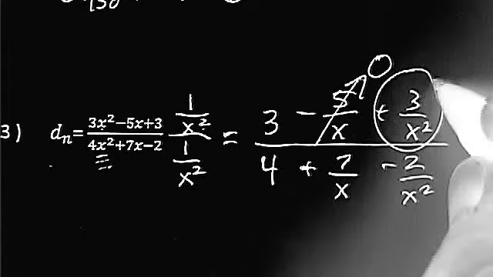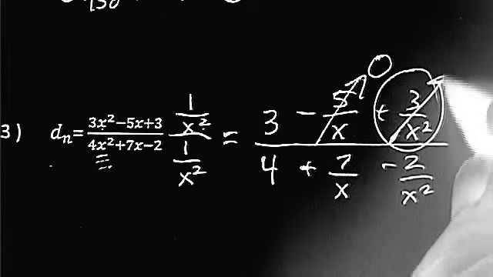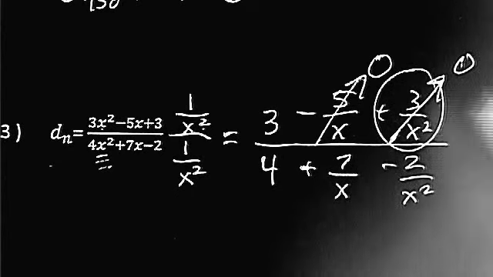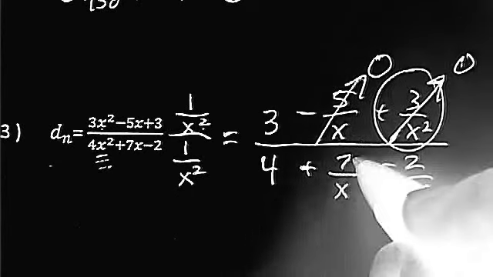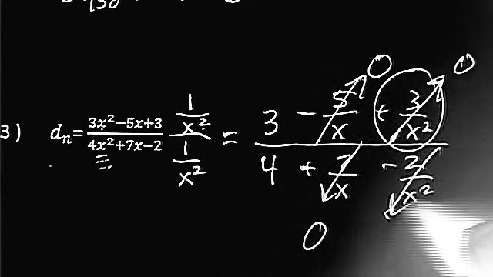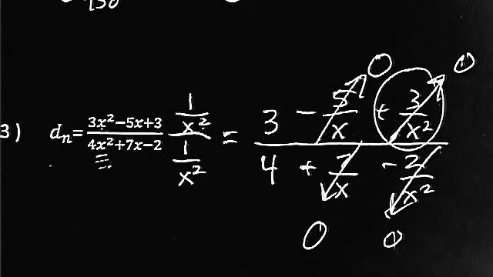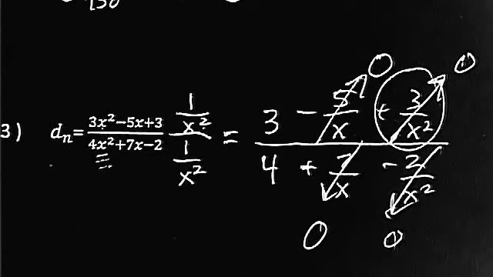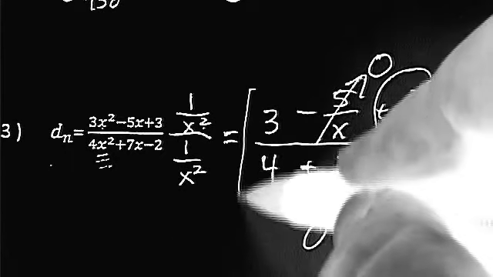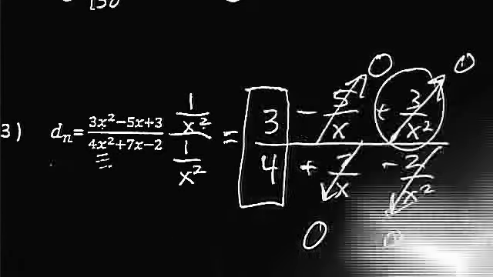This is even worse. It's going to 0 faster because the bottom's getting larger quicker. This is going to 0, this is going to 0. So we got a lot of stuff that just disappeared in a heartbeat because x is getting so big. But what's staying is 3 divided by 4.